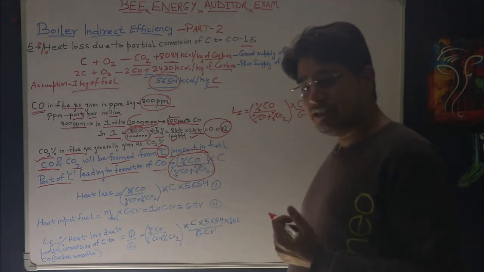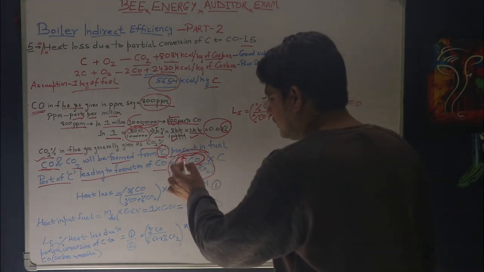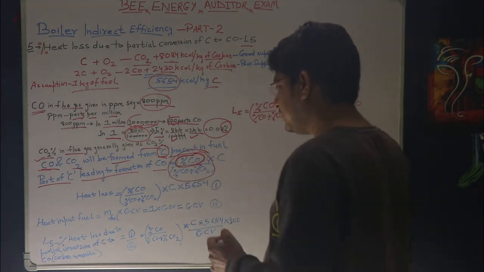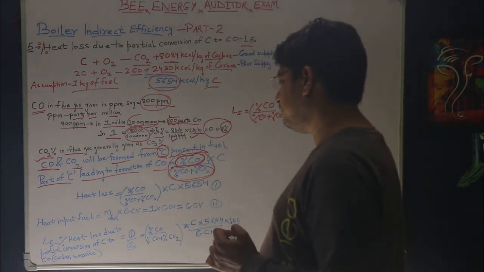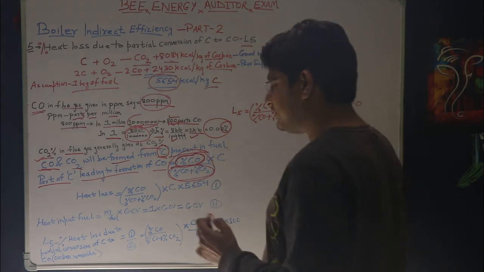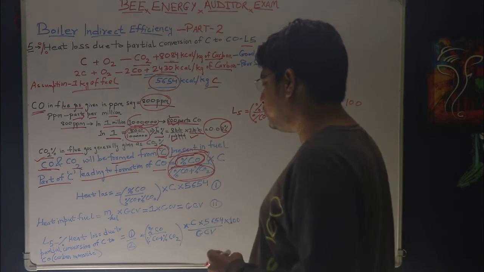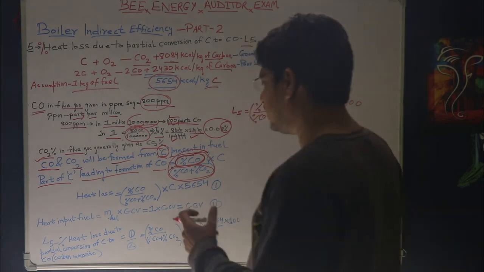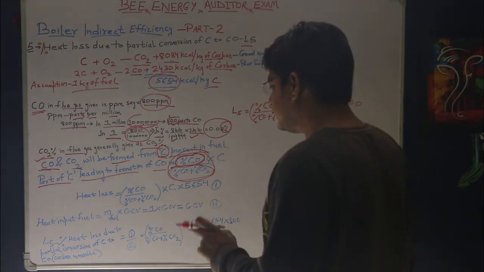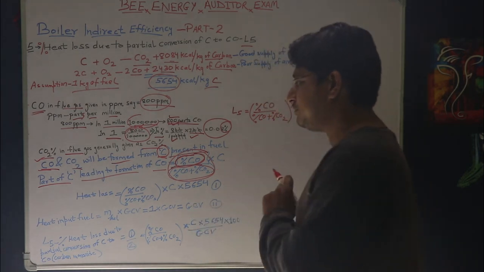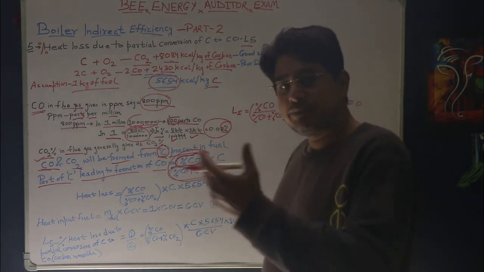And how can we calculate that ratio? That ratio is nothing but the amount of carbon monoxide present in the exhaust flue gases to the sum of the carbon monoxide and the carbon dioxide present in the exhaust flue gas. If I have calculated the ratio in which the carbon monoxide is present in the exhaust flue gas, I can say that this carbon which is present in the fuel has been used in the same proportion.